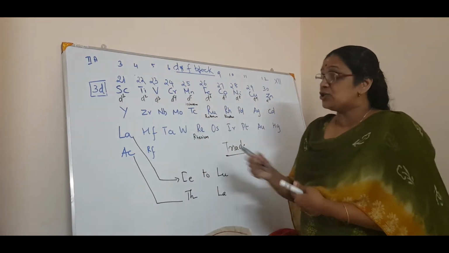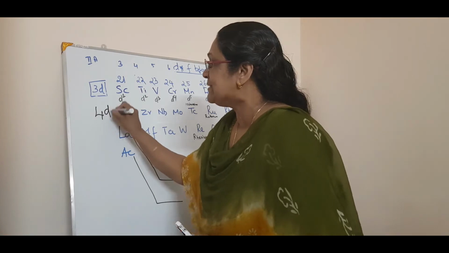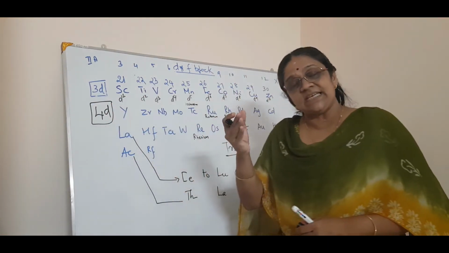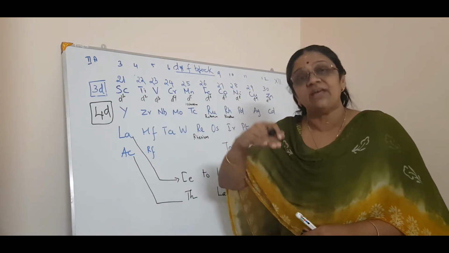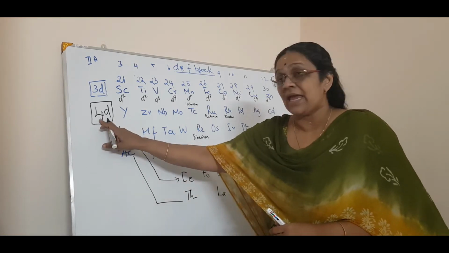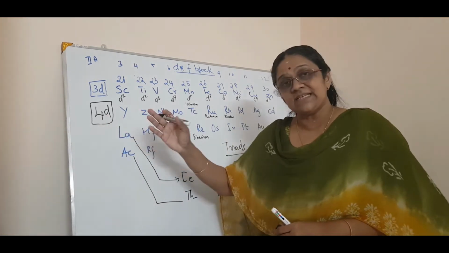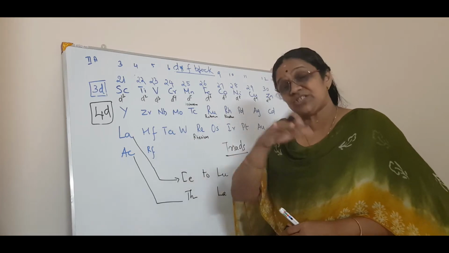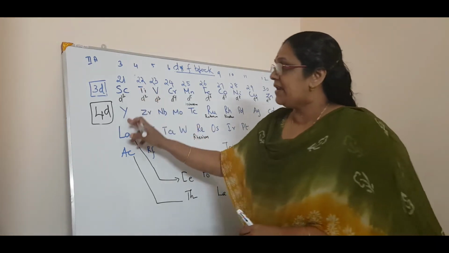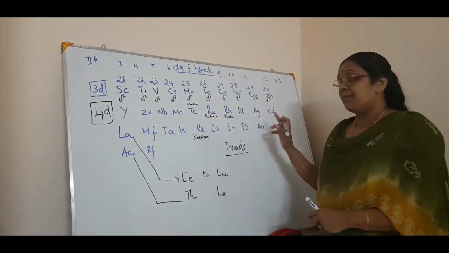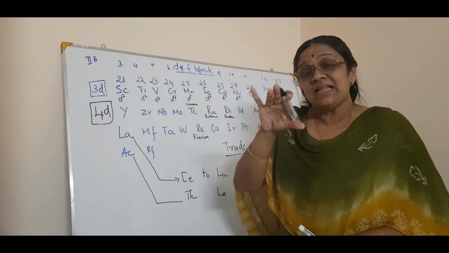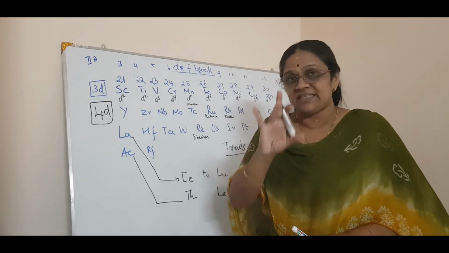Okay, now coming to the 4D series. 4D series means what? The electrons are getting again into the d orbitals, but in the 4th shell. The principal quantum number n is 4, isn't it? So it is going into the 4th shell, and which subshell? The d orbital. Again as d1, d2 up to d10, because the maximum number of electrons that can be accommodated in a d orbital is 10.